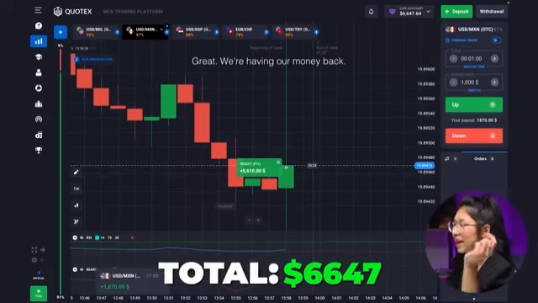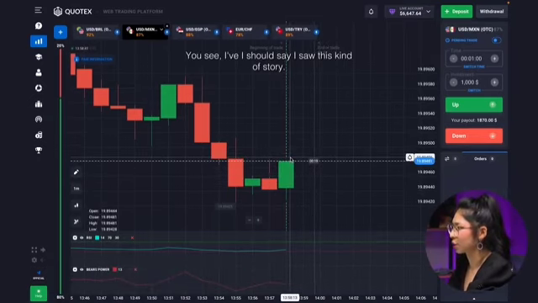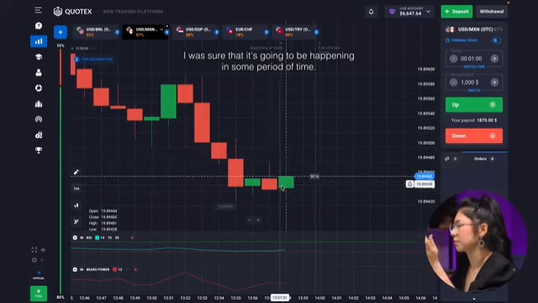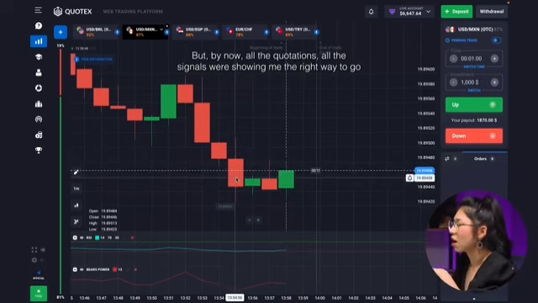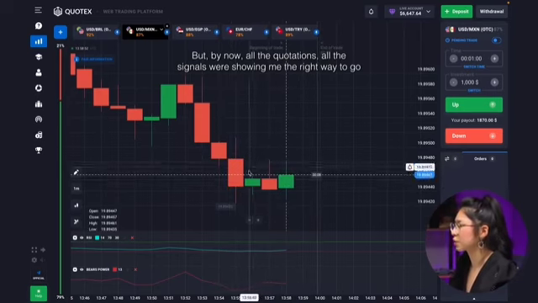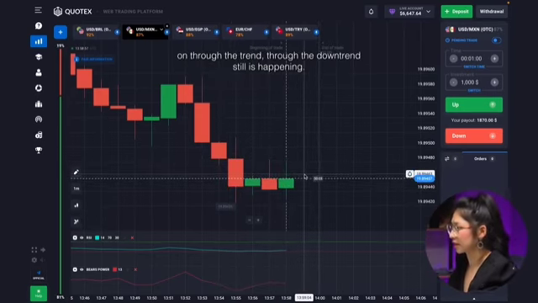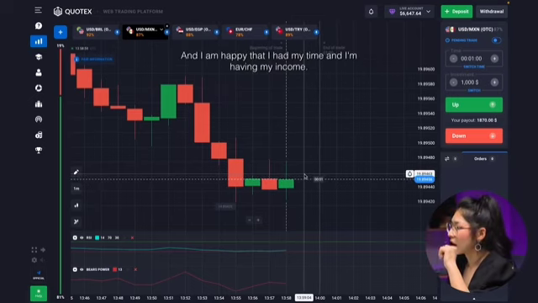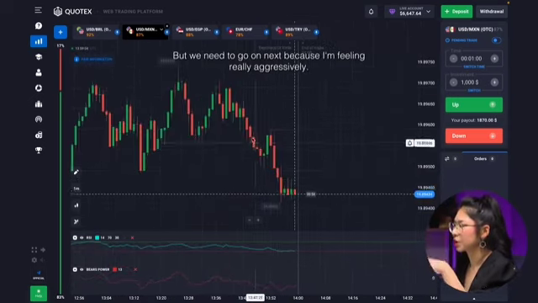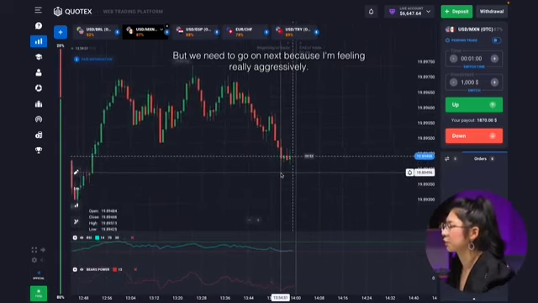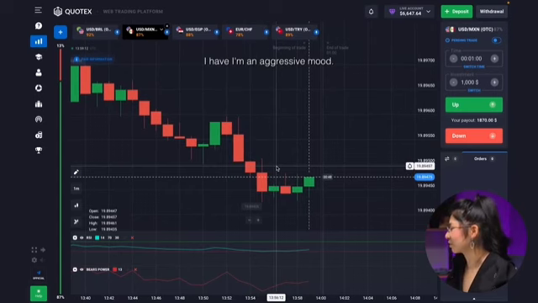So great guys, we're having our money back. You see, I should say that this kind of story I was sure it's going to be happening in some period of time and there is going to be reversal of prices, but by now all the quotations, all the signals were showing me the right way to go on through the trend, through the downtrend still is happening. And I'm having a happy time and I'm having my income, but we need to go on to the next because I'm feeling really aggressively. I have an aggressive mood.